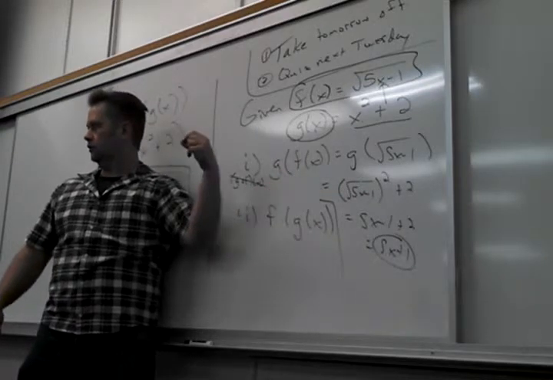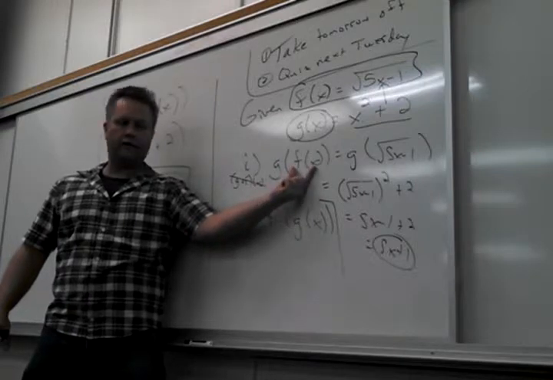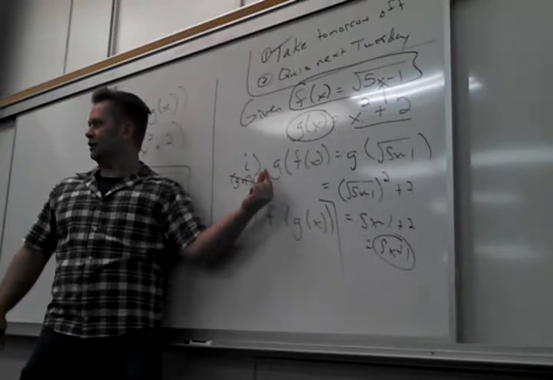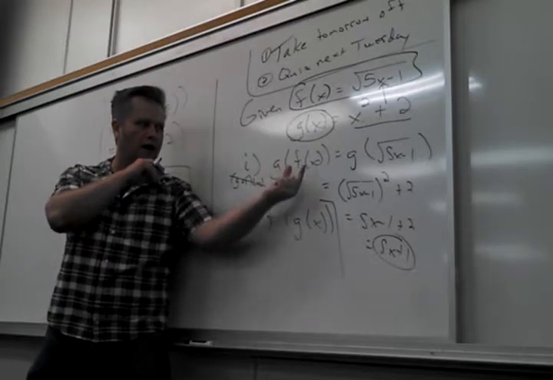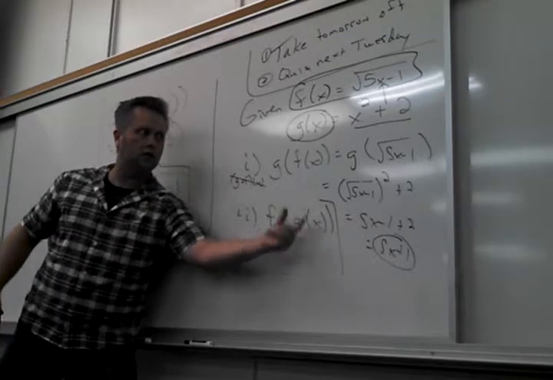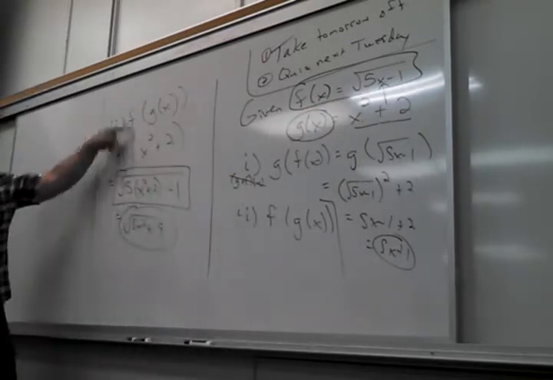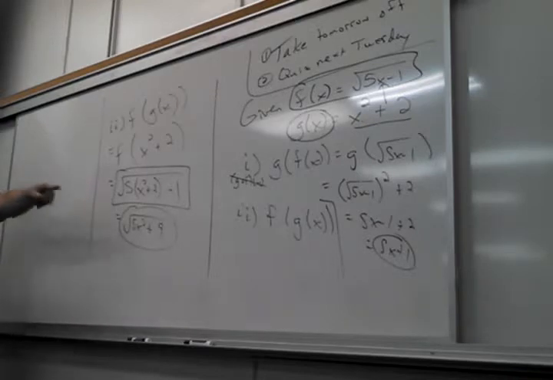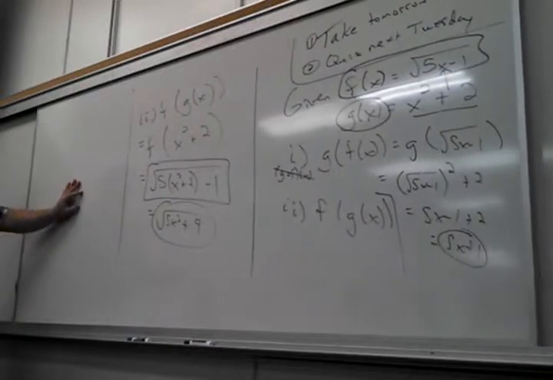Plug f into g. G of f of x. That means plug f inside g. Because where is f? It's inside g. So the symbol is telling you exactly what to do. Take this and put it in there. Why? Because it's in there. That's what it says. So this one said, take g, this whole thing, and throw it into f. And that's what we did here. Cool. And they almost never will be the same answer.